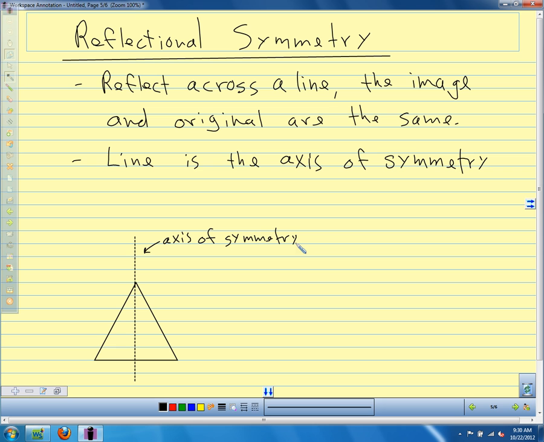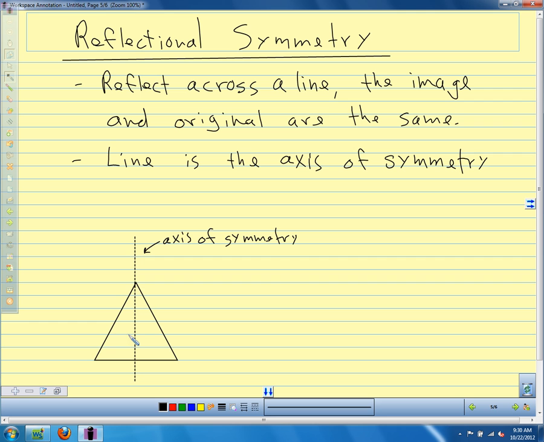So this triangle would have reflectional symmetry because if I reflect it across this axis of symmetry, it's exactly the same. So I'm cutting the triangle in half with the axis of symmetry. When I reflect it across that line, it's the same on either side.